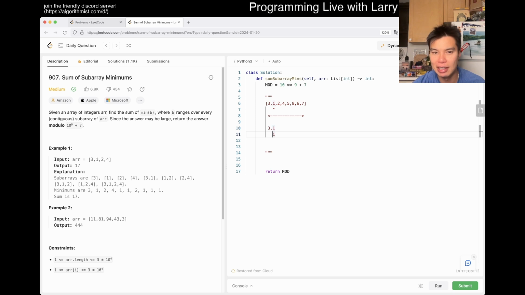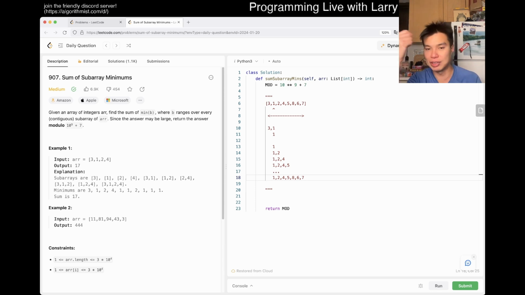What about on the right side? On the right side, okay, there are a lot of options. So you can have no numbers. You can have 1 to the right. You can have 2 to the right. You can have 3 to the right, dot, dot, dot. You can have all the way up to all of them, right? Because this is a subarray, these are the only possibilities to the left and to the right.